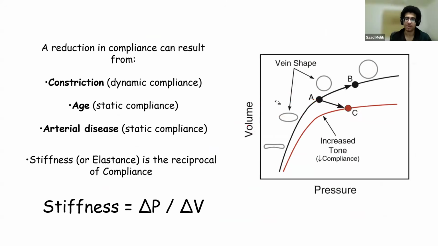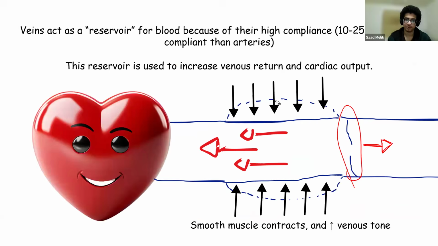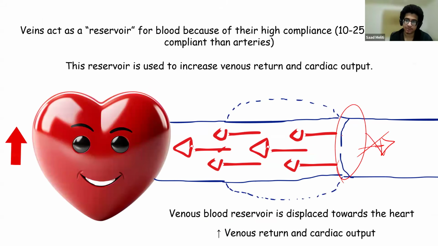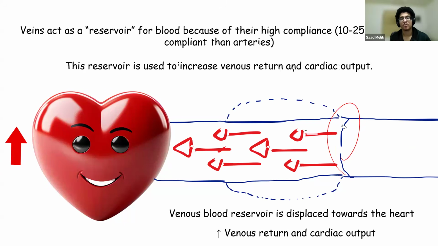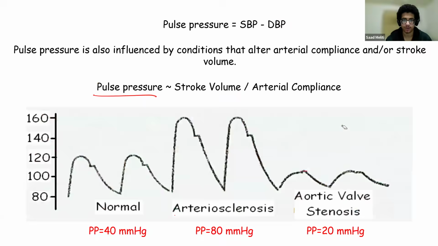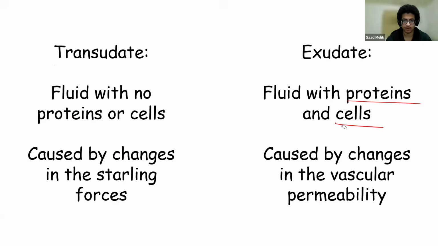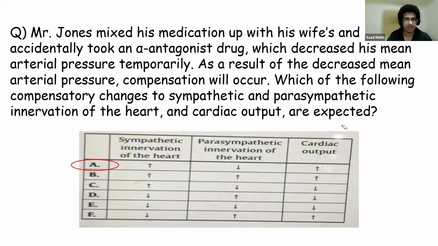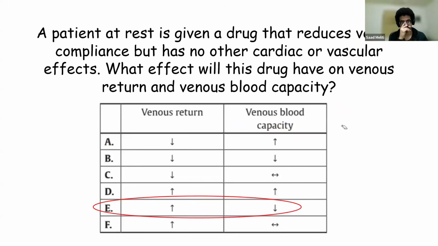Okay? When that happens, I explained this before. When we increase the tone, because of the valves, the blood can't flow backwards. There's no backflow. So the blood has no choice but to go back to the heart. So in that way, we increase the venous return. So that should be the explanation for that question. Because we increase the tone, the blood gets displaced back to the heart, and the venous blood capacity decreases. The veins can now hold less volume.